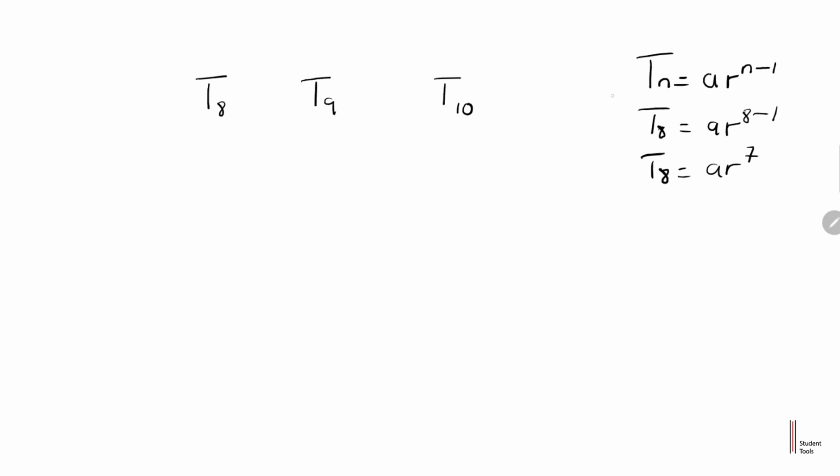So let us write it here. Term number 8 is equal to ar to the power 7. So what does that mean? That means for term number 9, we will have ar to the power 8. And for term number 10, we will have ar to the power 9. And that's just how it is. So we want to determine the values of the common ratio in this case.